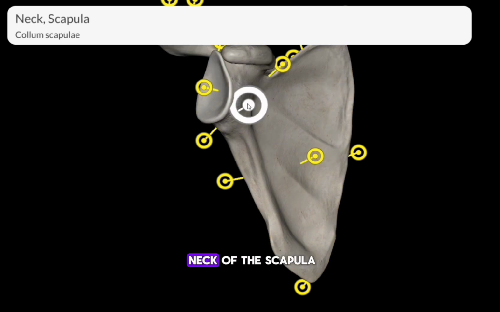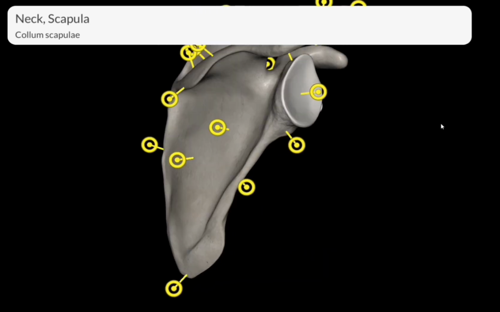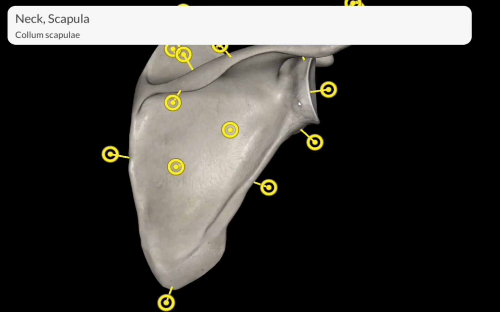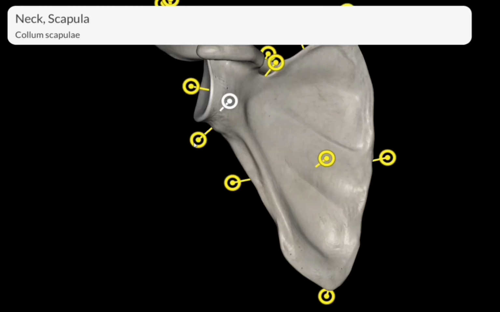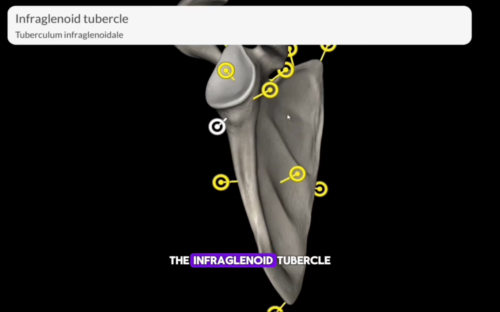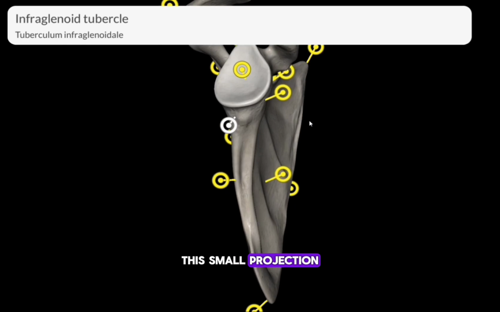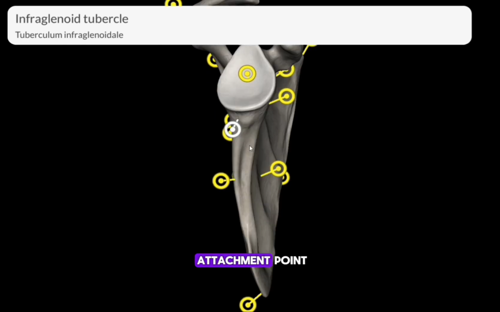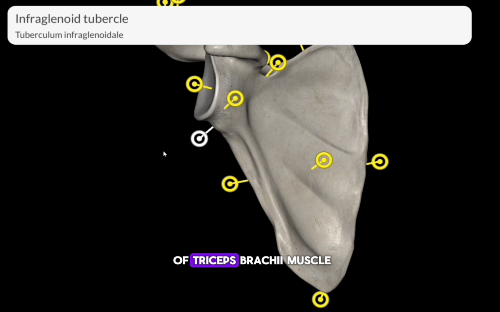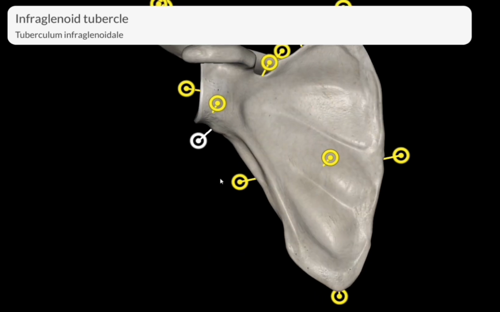Now the next is the neck of the scapula. This is the slightly constricted region surrounding the glenoid cavity. Okay, next we have the infraglenoid tubercle. This small projection is located just below the glenoid cavity and serves as an attachment point for the long head of the triceps brachii muscle.